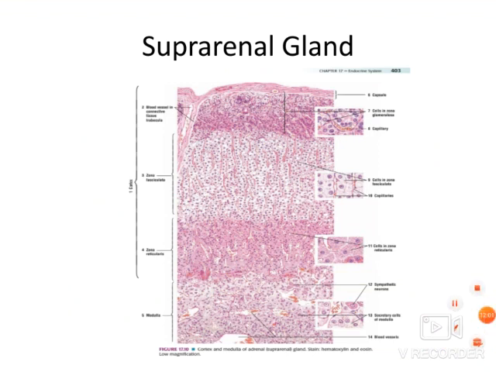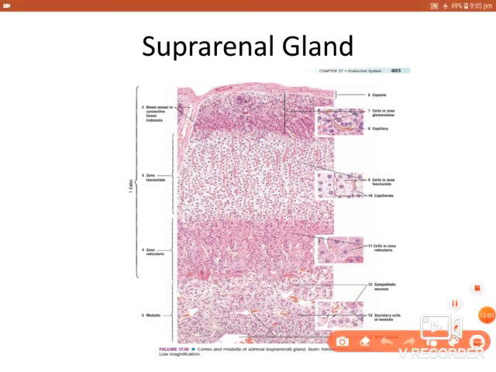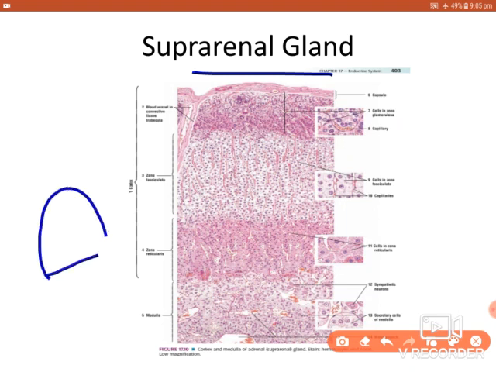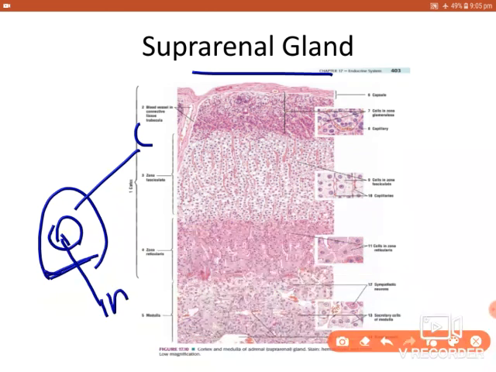Then, next is the structure of this suprarenal gland. Okay. So this suprarenal gland, there is an outer cortex and an inner medulla. Okay, so this is the cortex, this is the inner part, that is the medulla. This is the capsule. From there, these are the trabeculae or the septae coming.